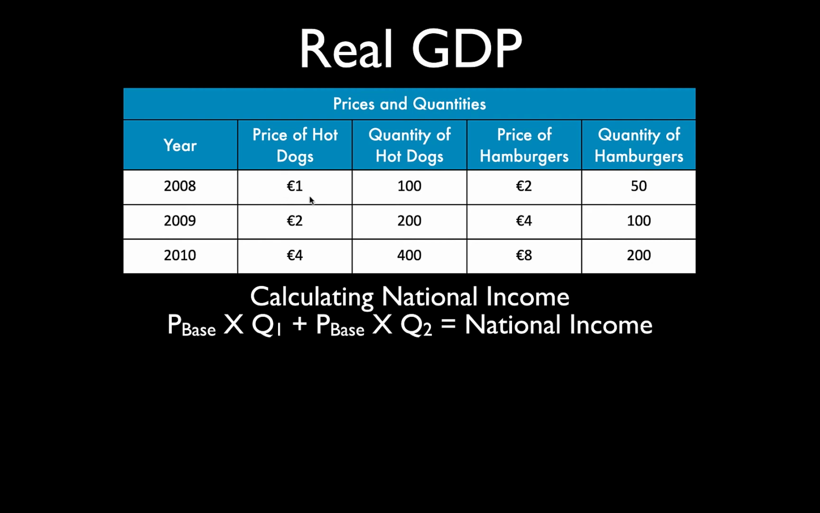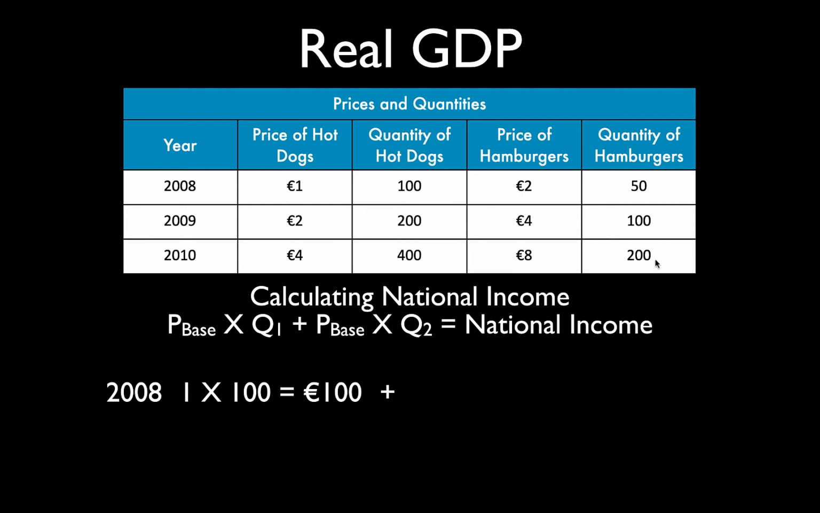That means I am using only the prices that existed for each good in 2008 to multiply by the quantity of hot dogs in each year, and the quantity of hamburgers in each year. I am not going to use the prices that existed in 2009 and 2010 because they are inflated. They are changing, which does not represent a change in our ability to consume brought about by a change in production.